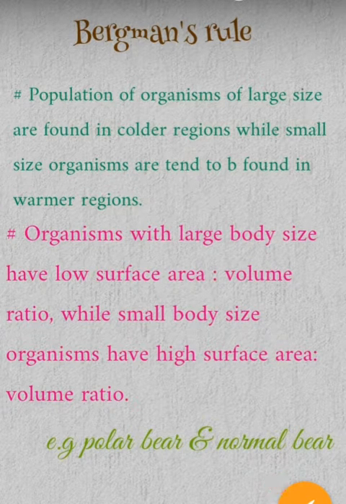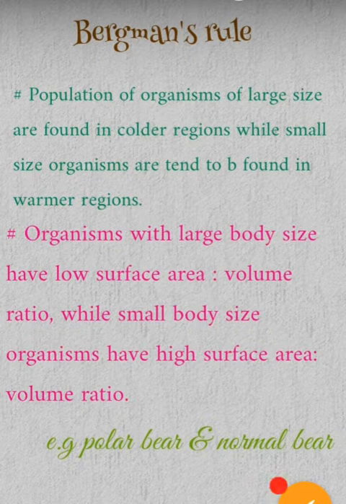According to the Bergmann's rule, organisms with big body size tend to be found in cold climatic conditions, while the organisms with small body size tend to be found in warm climatic conditions. So, what is the fact behind the Bergmann's rule? The fact basically lies on the surface area to volume ratio. The bigger organisms have a low surface area to volume ratio, while the small sized organisms will have a higher surface area to volume ratio.